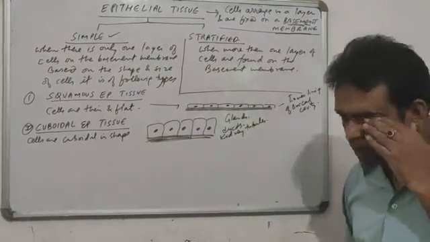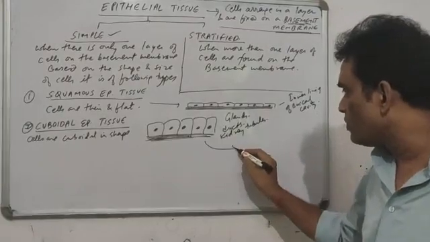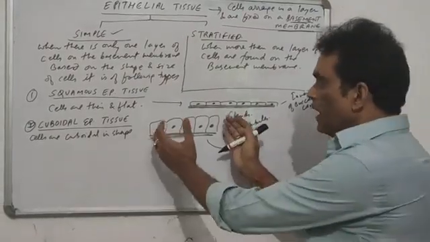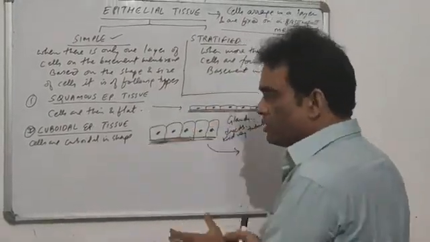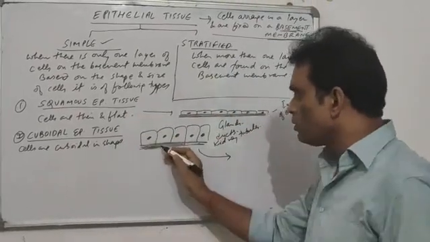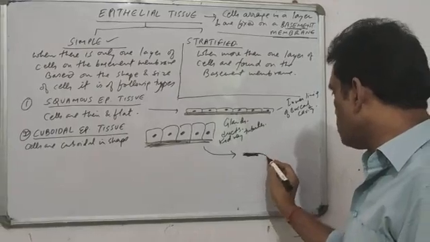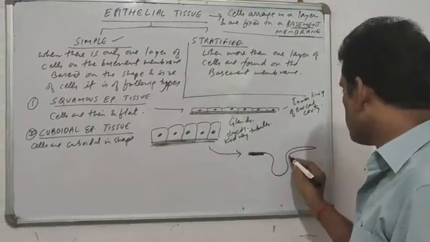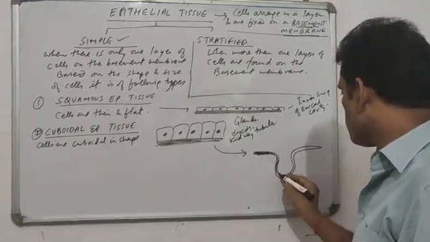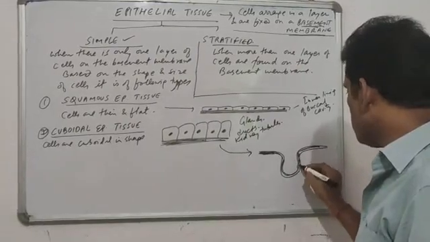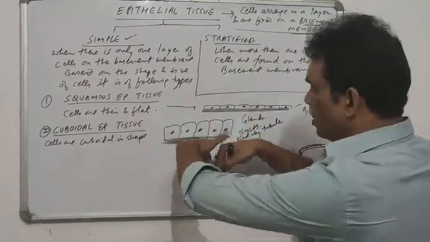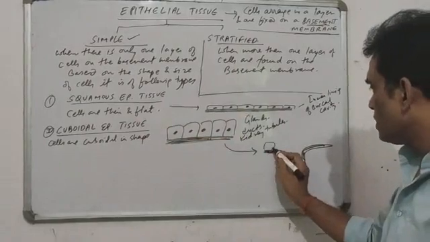But this cuboidal epithelial tissue sometimes undergoes a modification. What is the modification? At some places it invaginates. अंदर की ओर ये fold हो जाता है. जैसे देखो ये basement membrane है, and this basement membrane folds like this. Are you able to understand this? It folds inwards. So on the basement membrane the cells are there.